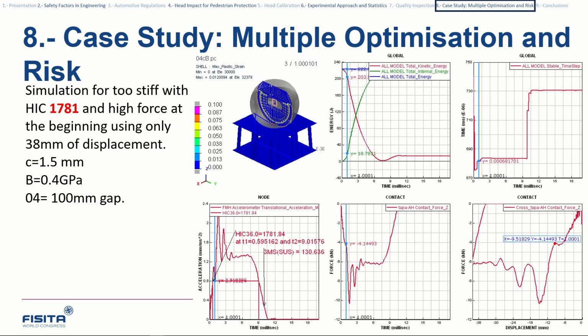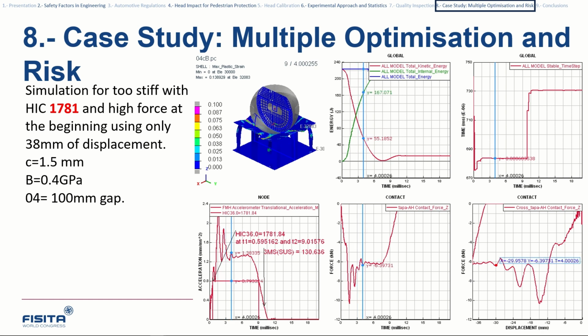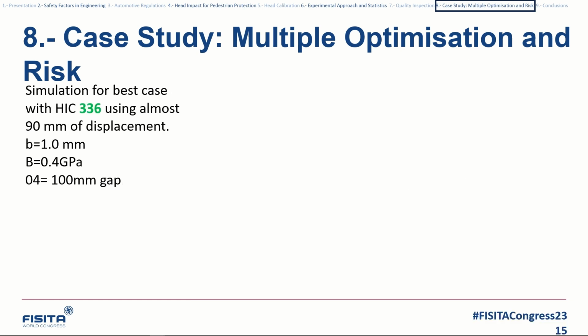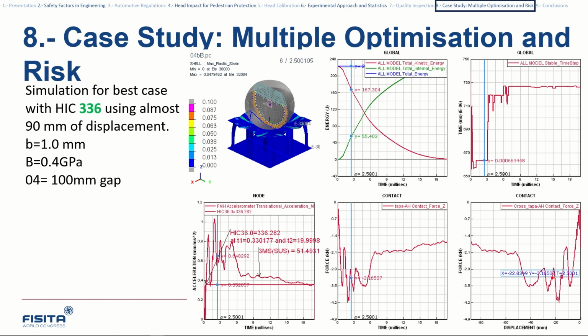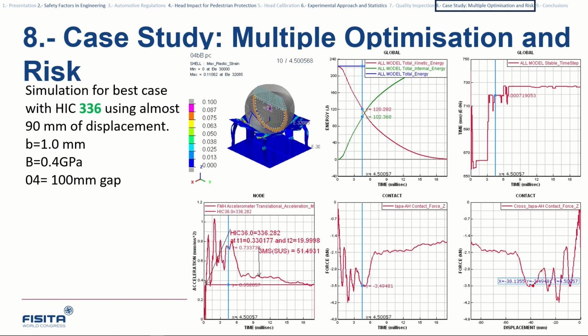What happens if we do something very stiff here, for 1.5 millimeters? Then we have a large deceleration at the beginning and also a very large HIC. Can we find an optimum? Yes, we can have a value of 336 HIC. We are very happy, very well below 1000.